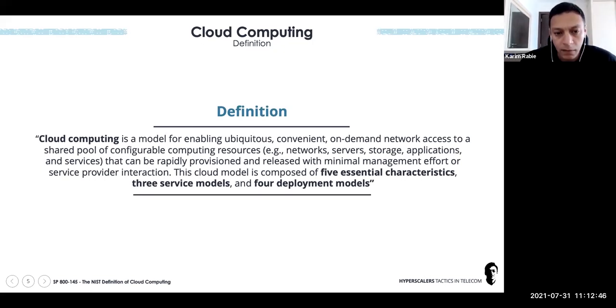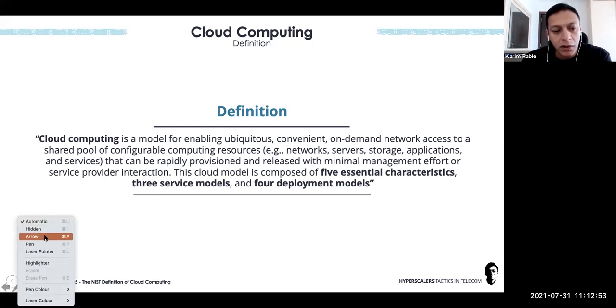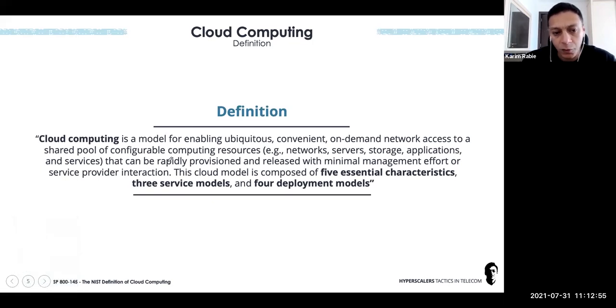So I'll just read quickly the definition, and I will stress on some points that we will take forward. Cloud computing is a model for enabling ubiquitous, convenient, on-demand network access to a shared pool of configurable computing resources. So network, server, storage, application, and services that can be rapidly provisioned and released with minimal management effort and service provider interaction.